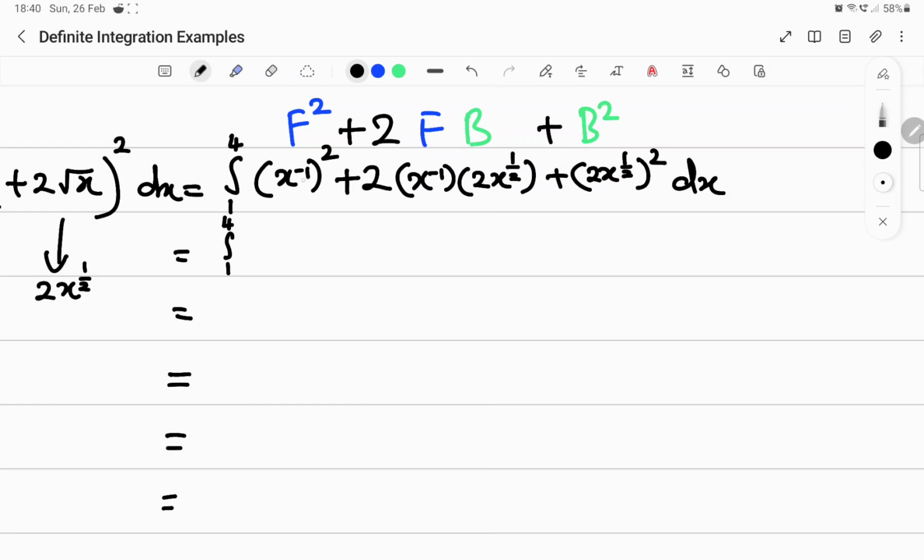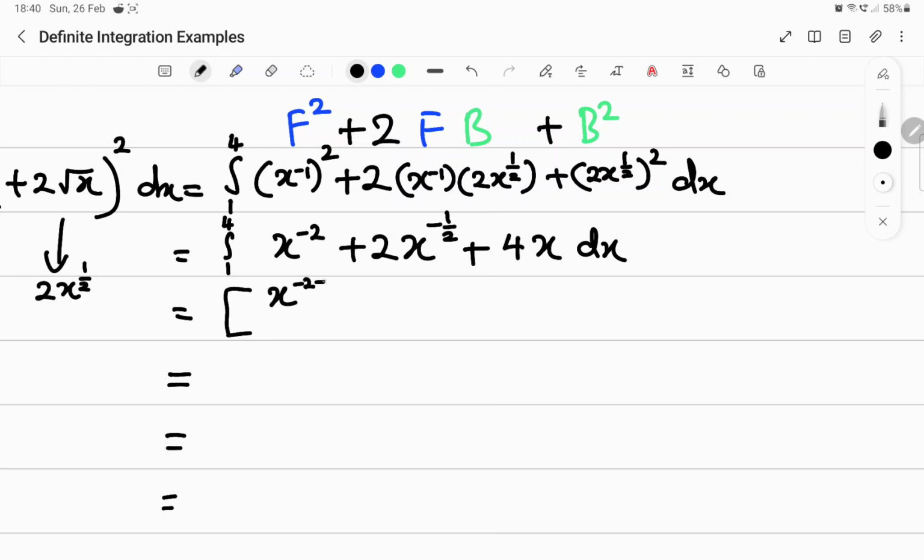Now, this one just square them. So x power minus 2. This one is plus 2, x power minus 1 multiplied by x power minus half is x power minus half. Like that. And then plus this one, 2 power 2 is 4. x power half, power 2, is x itself, and then conclude with dx. Now we can integrate in peace.